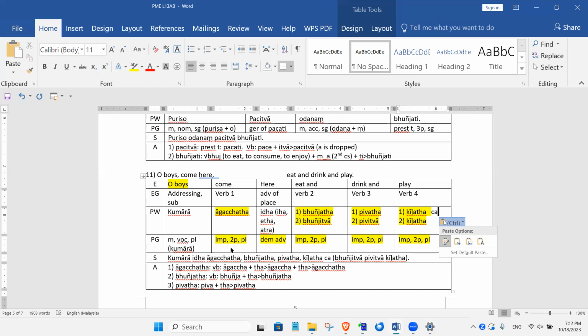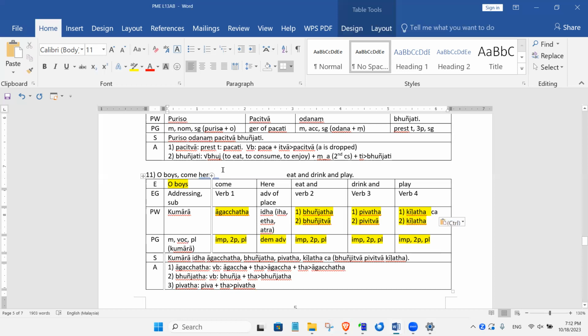Okay, Sumita, this is your question, right? Yeah. Now wait, I see whether I can get it correct or not. So my sentence, kumara, idha, agachata, bhunjata, pivata, kilata, cha, is correct. It's more than enough, no need to put the gerund. Yes, this is correct. But if you want to put bhunjitva, pivitva, and kilata, this one, when you sent it to me, it was in the gerund. So I changed it to the ta here. Okay, I understand, but the agachata still stands.